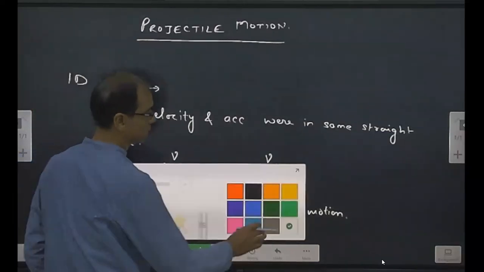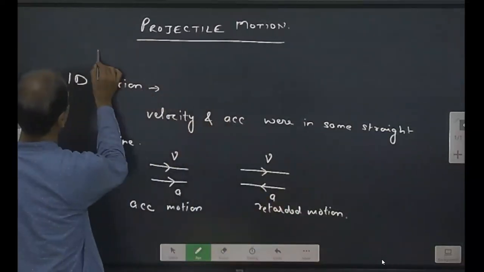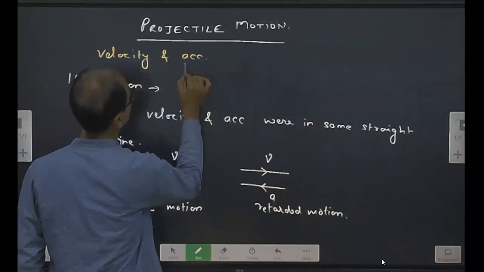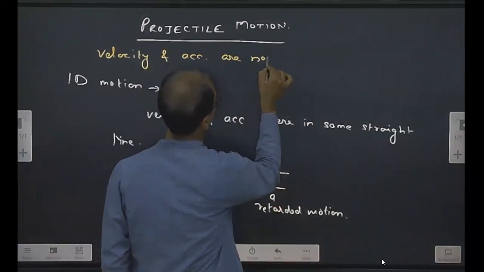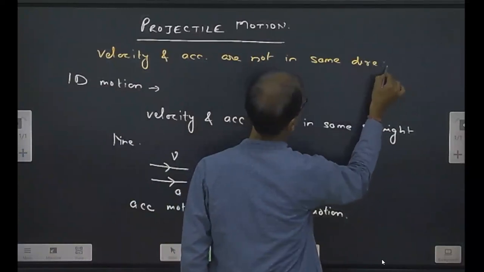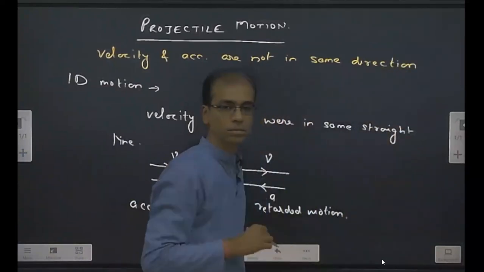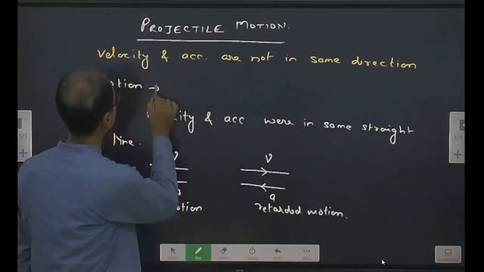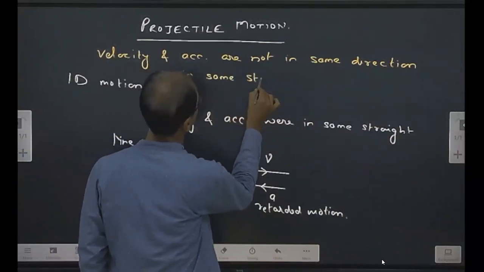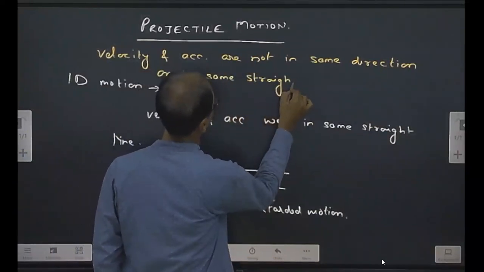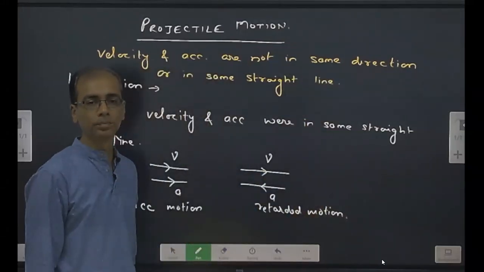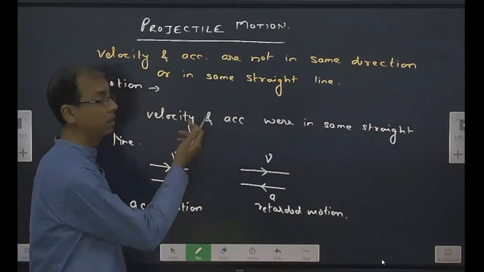Velocity and acceleration are not in the same line in projectile motion. They are not in the same direction, or in the same straight line. There is a basic difference between 1D and projectile motion.